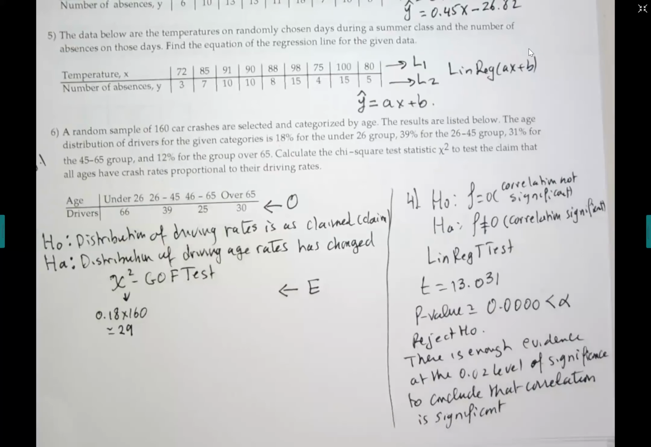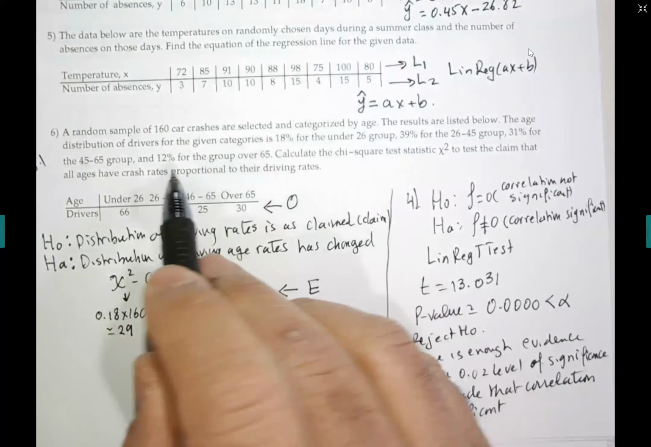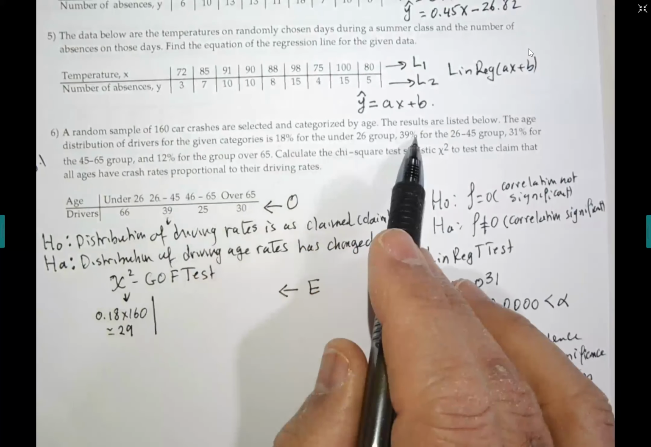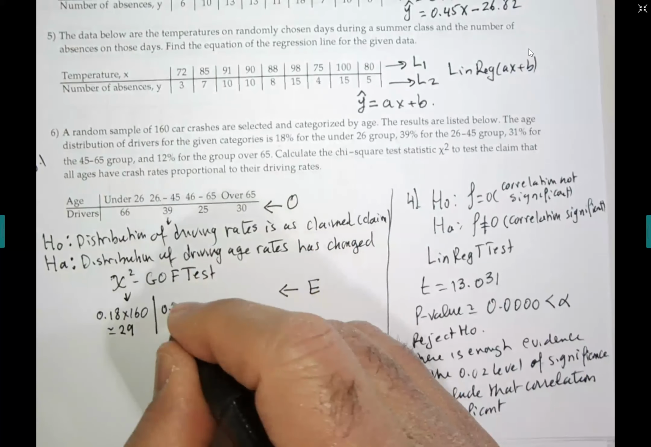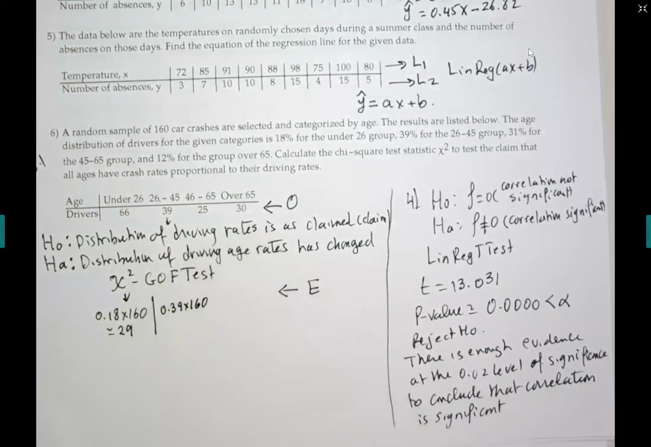Next one, 39. What would that be for ages 26 to 45, guys? It's 39%. So you're gonna do 0.39 times 160. And let's do this.